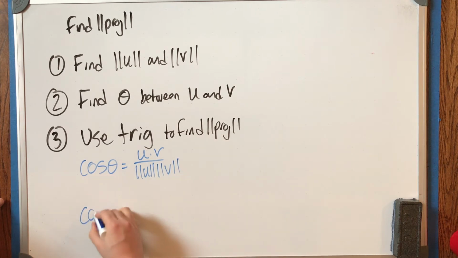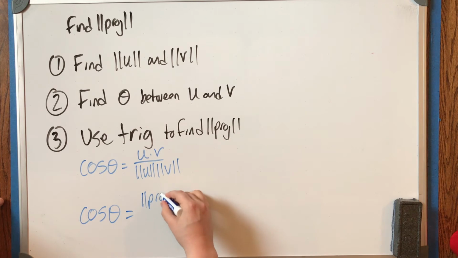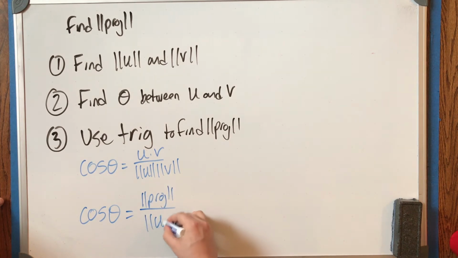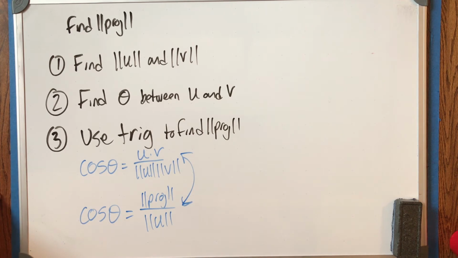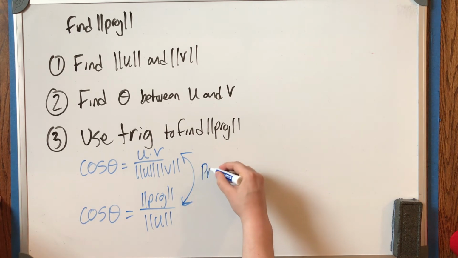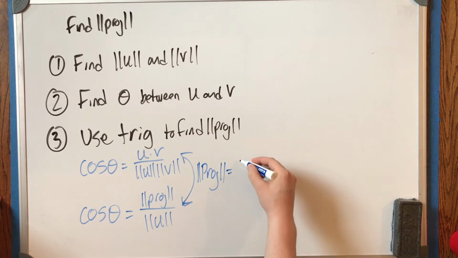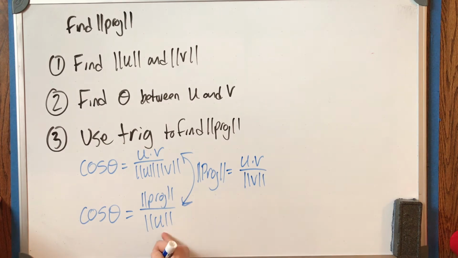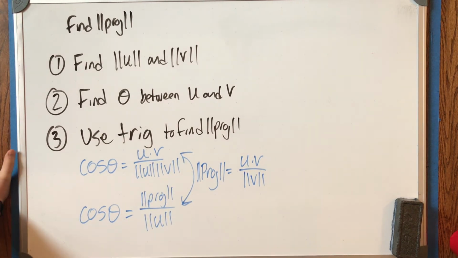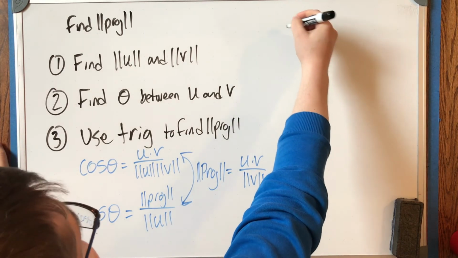And then we also recognized that it made a right triangle trig where we had the length of the projection divided by the length of u equaled cosine. So we set these things equal to each other, and we were able to simplify this down to say that the length of the projection would always be equal to the dot product over the length of v, and that's because the u's are going to cancel.